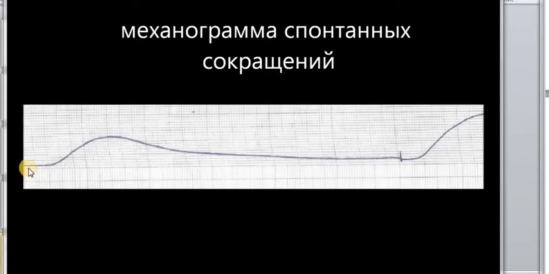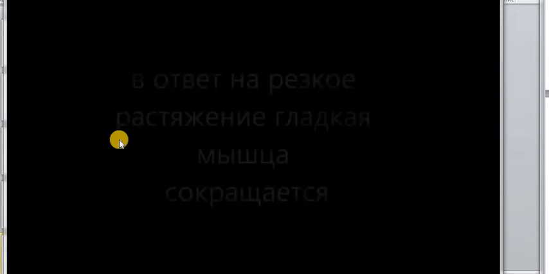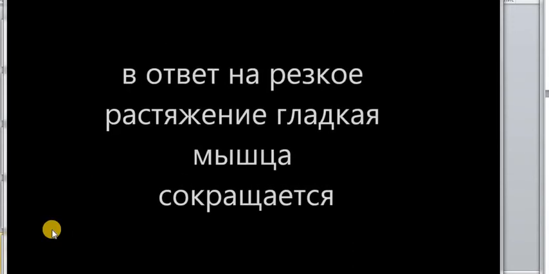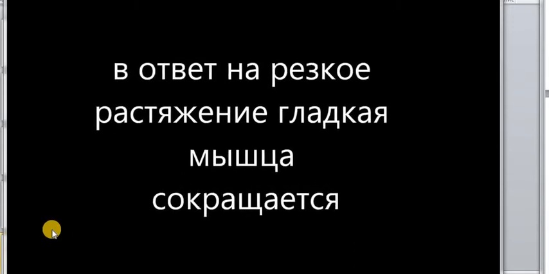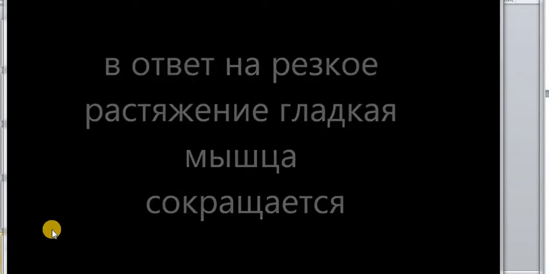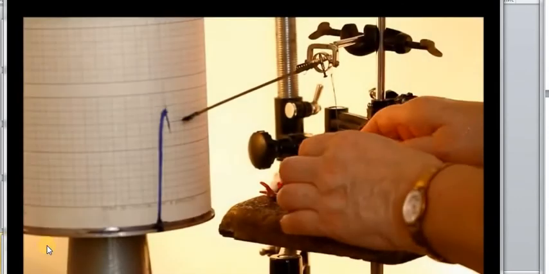You see the difference in contraction. Skeletal muscle will work very quickly, but this muscle, smooth muscle, contracts very slowly.